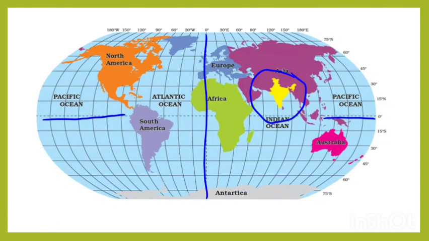The 0 degree longitude divides our earth into two equal parts in the north-south direction. The western part of the longitude is called the western hemisphere and the eastern part is called the eastern hemisphere. So we can say that according to latitude, India is located in the northern hemisphere, and according to longitude, India completely lies in the eastern hemisphere. So it is clear where India is located.